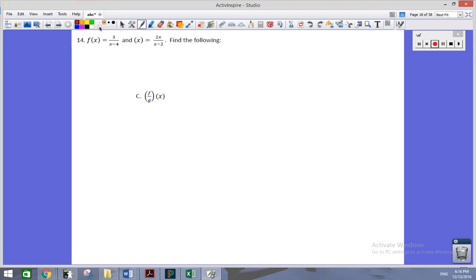Let's do division now. So this will be a complex fraction, which isn't too terrible. The numerator itself is a fraction, 3 over x minus 4.